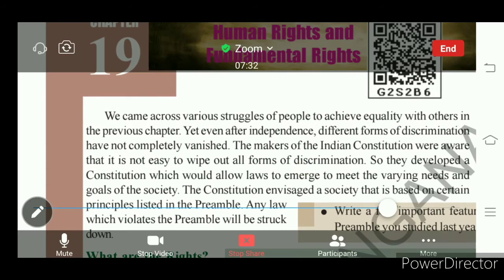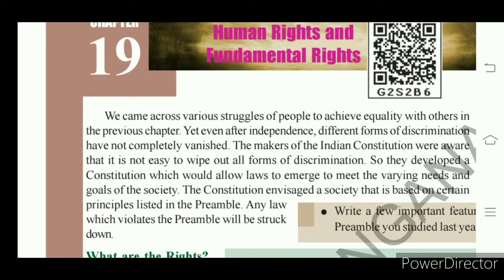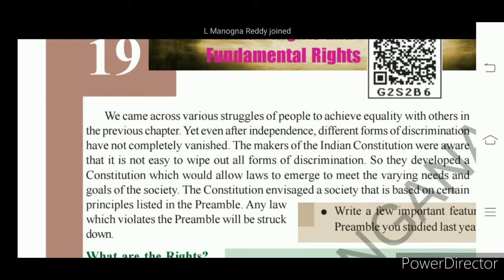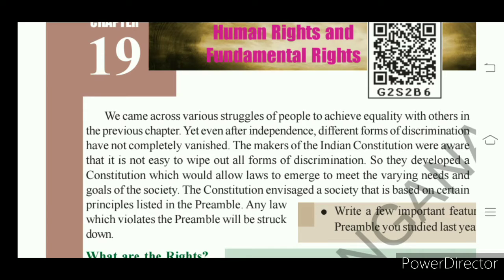So here in previous chapters, we have studied various struggles of the people for achieving equality. After independence, there were different forms of discrimination in the society. Those have not all ended, that is, vanished. Those are not removed completely. In 1947, our India got independence. After independence of India, some kinds of discrimination continued in India. Discrimination in the sense it is inequality.